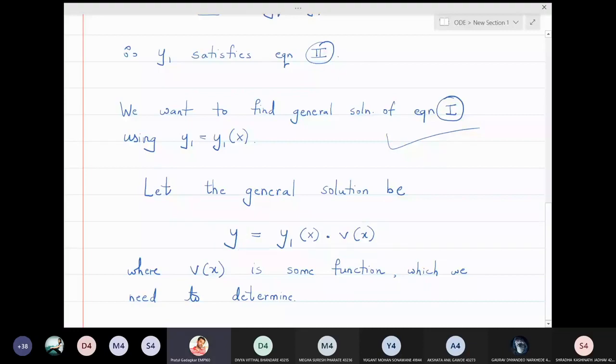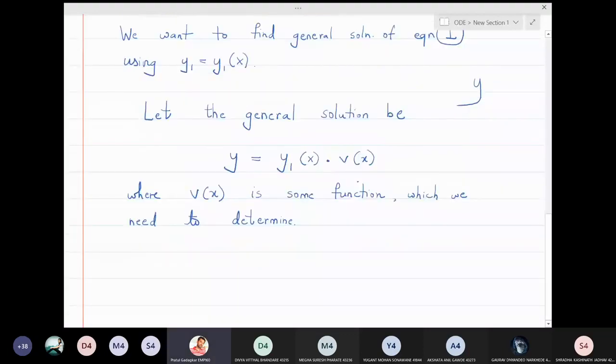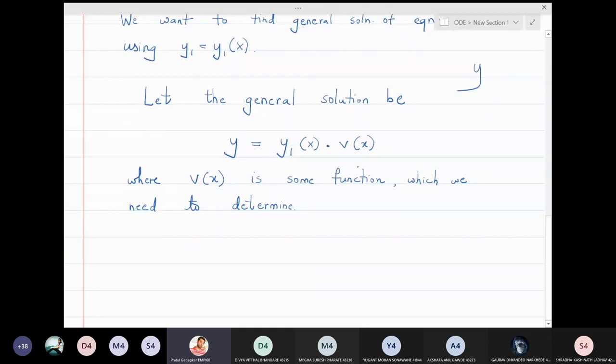So remember, our main target is to find y. But y is depending on y1 and v, out of which y1 is known. And therefore, it remains that if I find v, I will just multiply v with y1 and I will get the general solution of equation 1. So how will I determine this v now? So we will first differentiate this y. Now, why am I going to differentiate this y? Because I want to differentiate and double differentiate, and then I will substitute that in the first equation, d2y by dx squared, dy by dx and y.